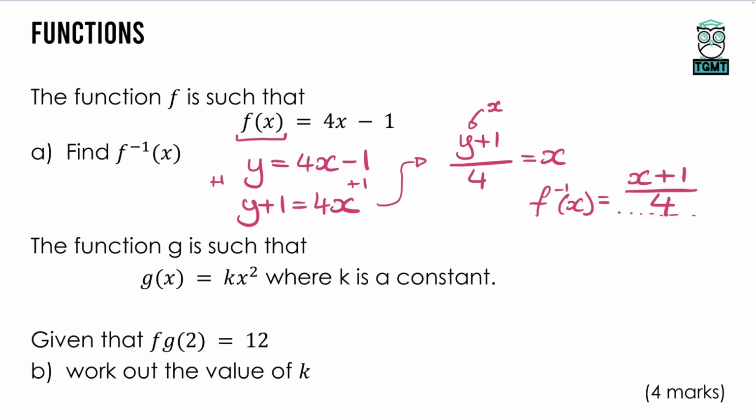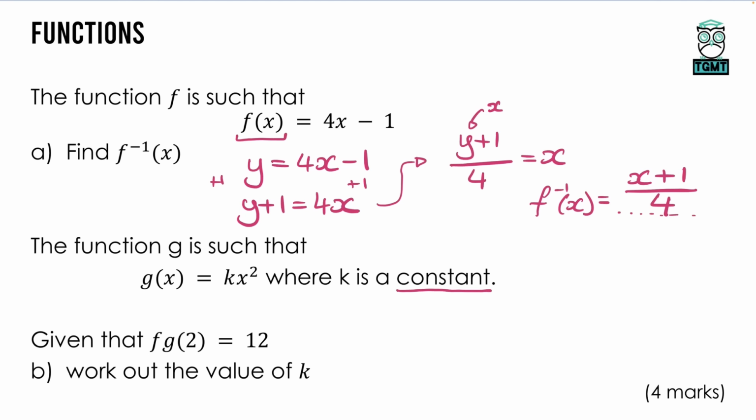And there we go, that's an inverse function. It says in this next part, the function g is such that g of x is equal to kx squared, where k is a constant. It's not told us what k is. It's also hinted here that it's not a whole number by saying it's a constant. Given that fg(2) is equal to 12, work out the value of k.